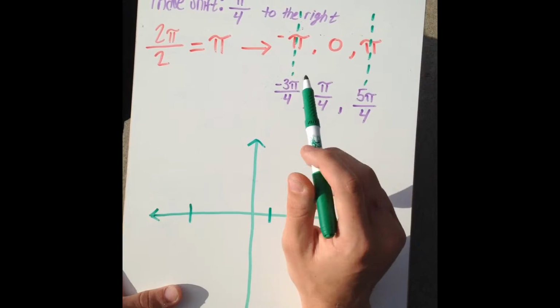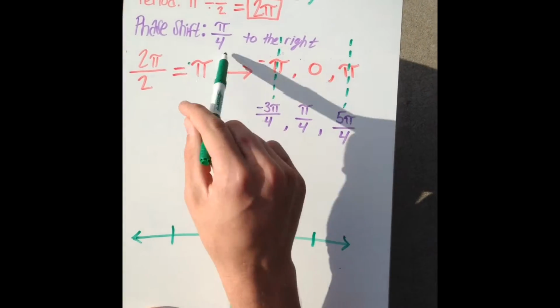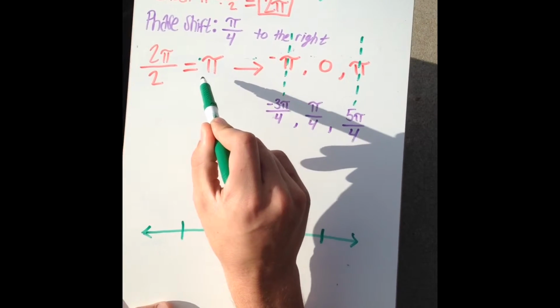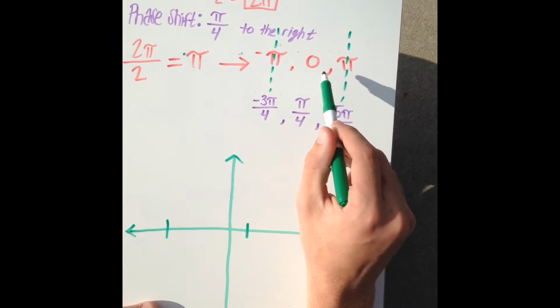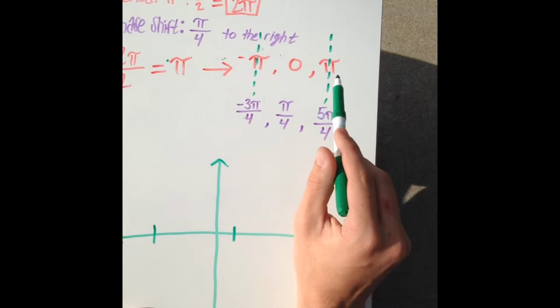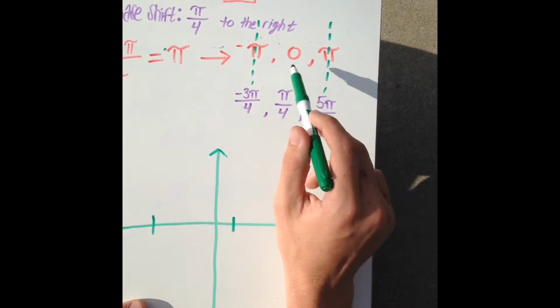And then every tangent graph has 3 key points. In order to find these key points, you do 2 pi, which is our period, divided by 2, and we end up with pi as our key points. So our key points are -pi, 0, and pi. And at -pi and at pi, we have asymptotes. And then 0 is where we cross the x-axis.